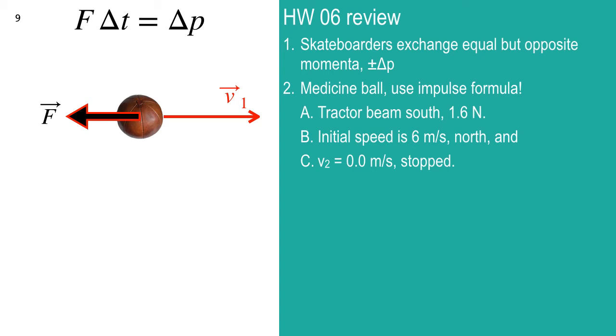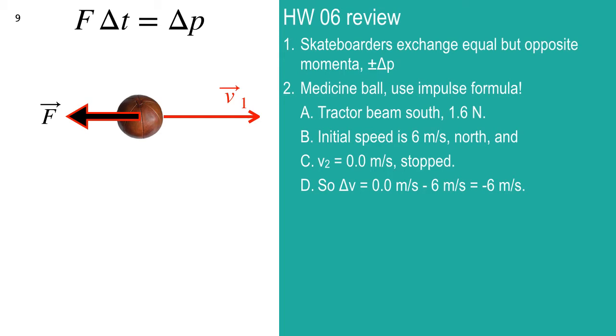Now, the other easy point: initial speed V1 is 6 meters per second north. V2, the stopping velocity, is 0. That's the easy one. If it's a stopping time problem, V2 is always going to be 0. So delta V you can figure out: final minus initial, V2 minus V1, so 0.0 meters per second minus 6 meters per second. And so your delta V is negative 6 meters per second.